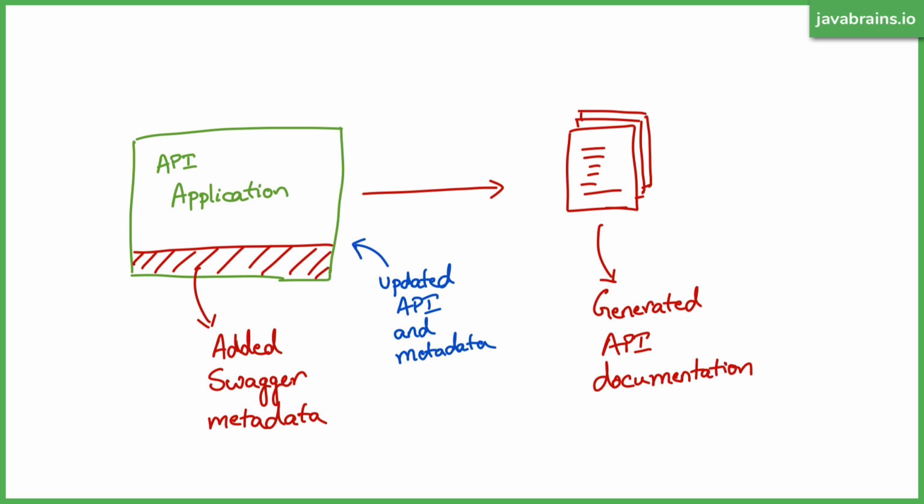And then the Swagger tooling takes care of updating the documentation. So as long as you're generating the documentation with each build, there's no problem with outdated documentation or manual efforts anymore. You don't have to update the documentation yourself.